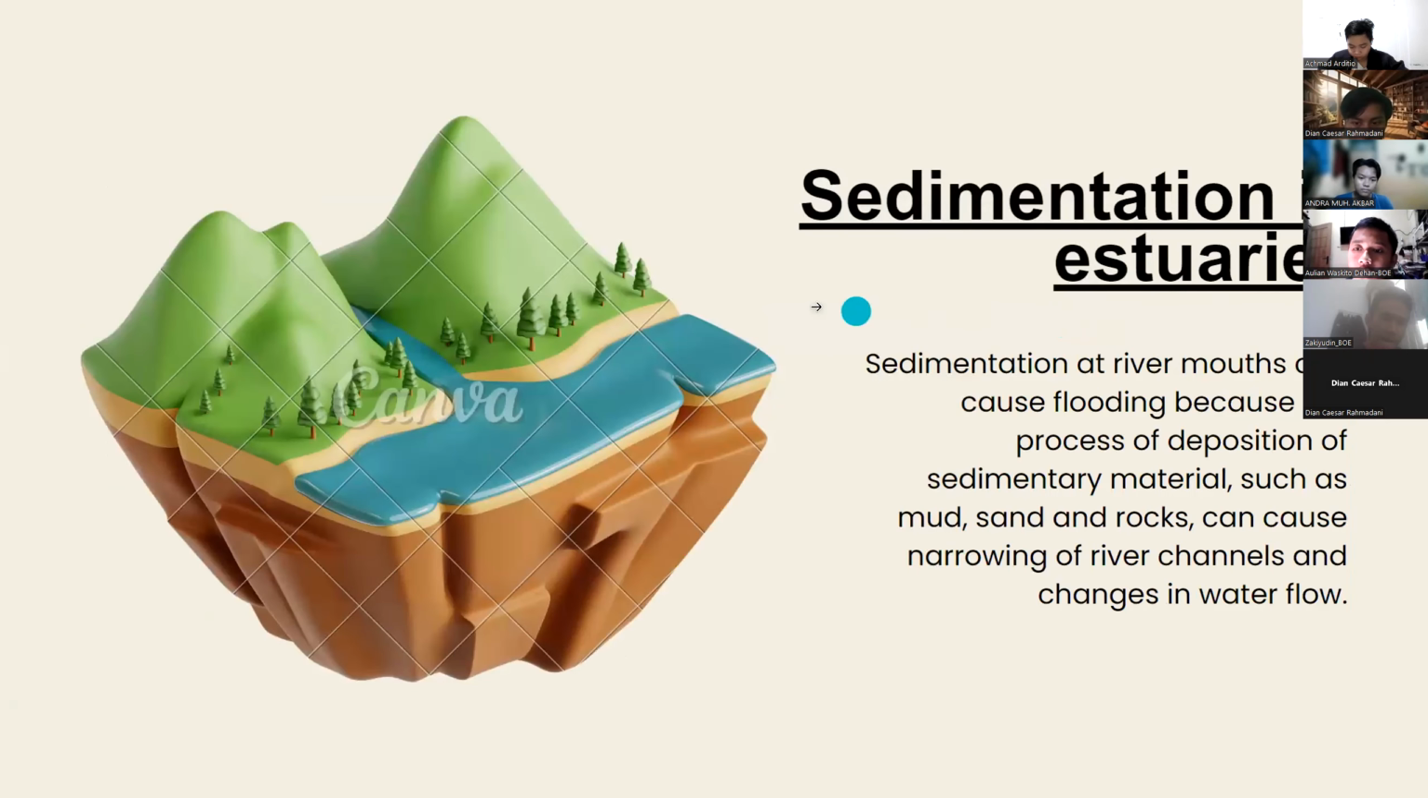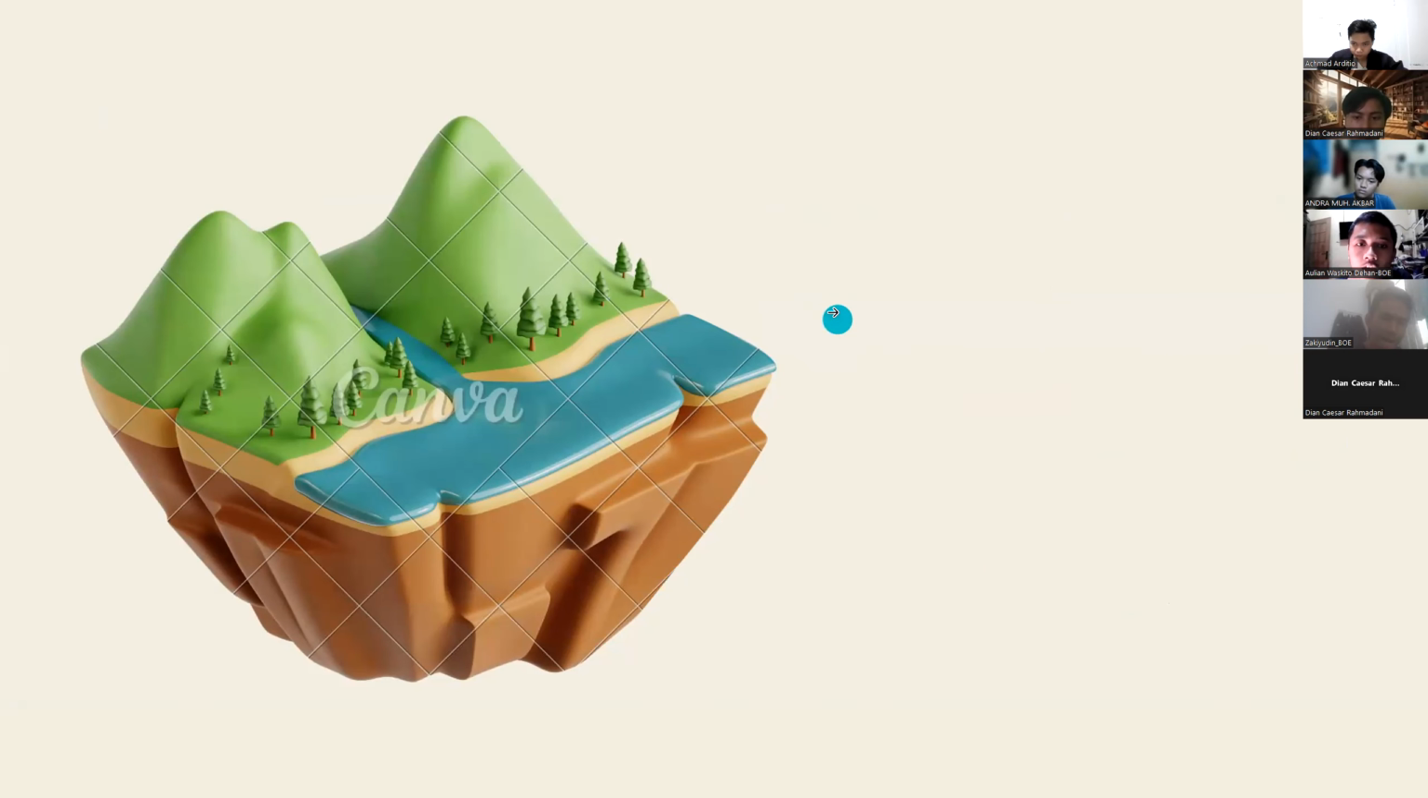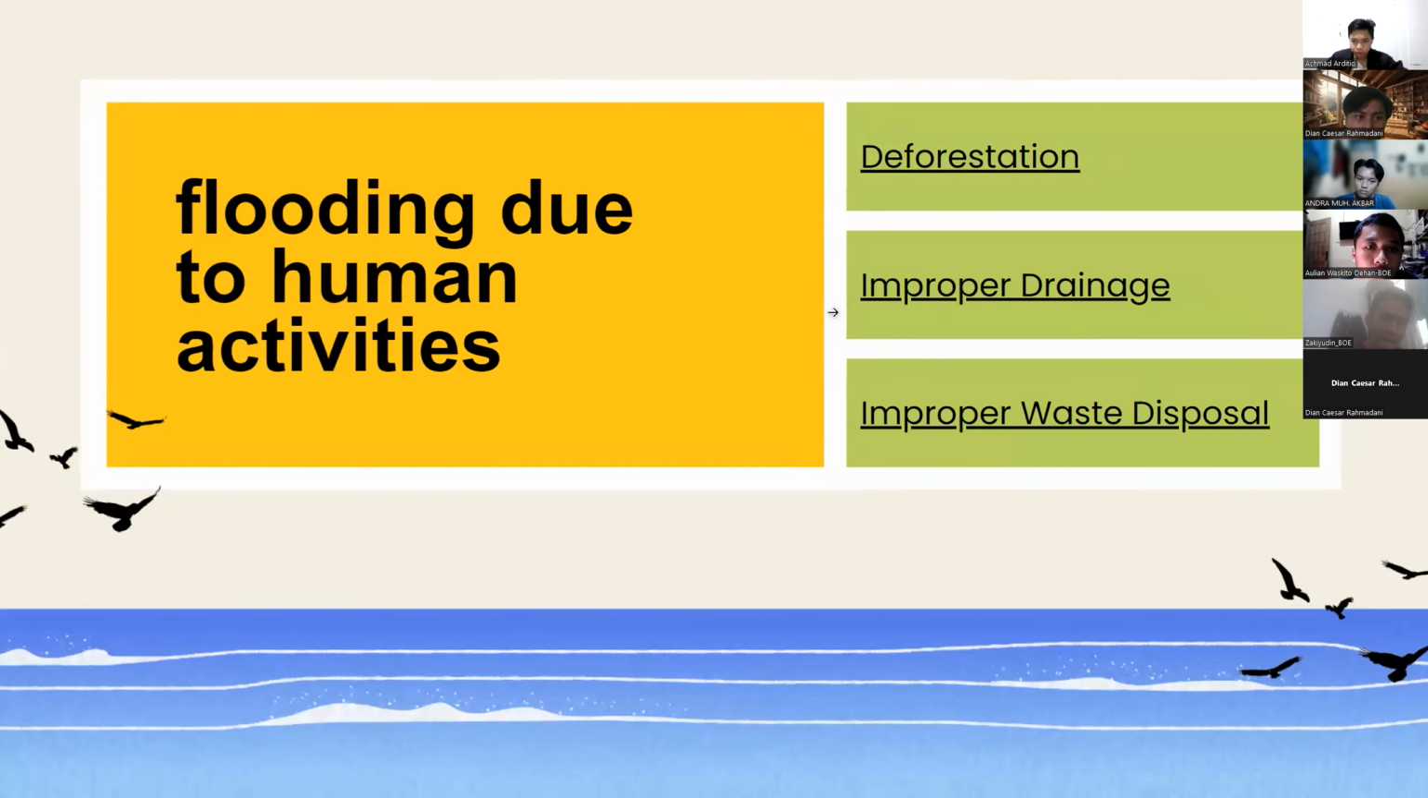And the next is sedimentation in estuaries. Sedimentation at river mouths can cause flooding because the process of deposition of sedimentary material, such as mud, sand, and rock, can cause narrowing of river channels and change in water flow. And the next is flooding due to human activities.